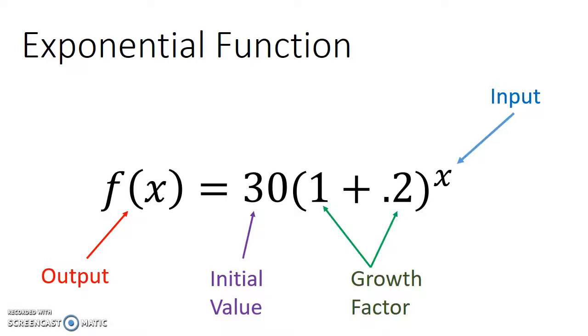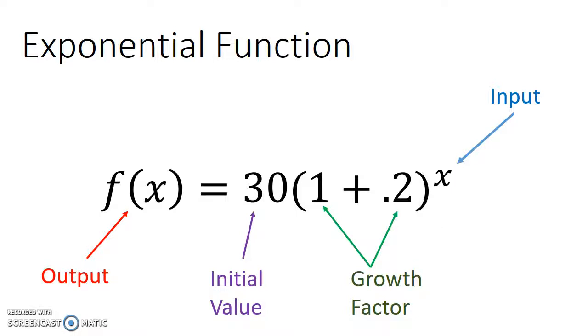Now, your growth factor is everything in the parentheses. It's the 1 plus the 0.2. So the 1 represents the initial amount you started with. The 0.2 is the amount you're growing by. When you add that 1 plus the 0.2, you get the growth factor.